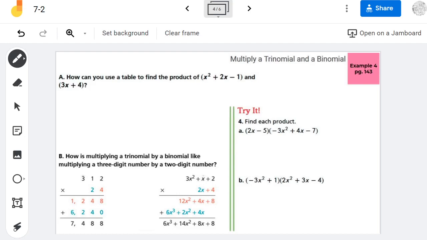In today's video, I'm covering example 4 from section 7-2 in the SavvasRealize Algebra 1 textbook. The goal of today's video is to multiply together a trinomial and a binomial. Tri meaning 3 terms and bi meaning 2 terms. So in part A, they're talking about using a table to find this product. I'm going to show you how to do it using that box method.